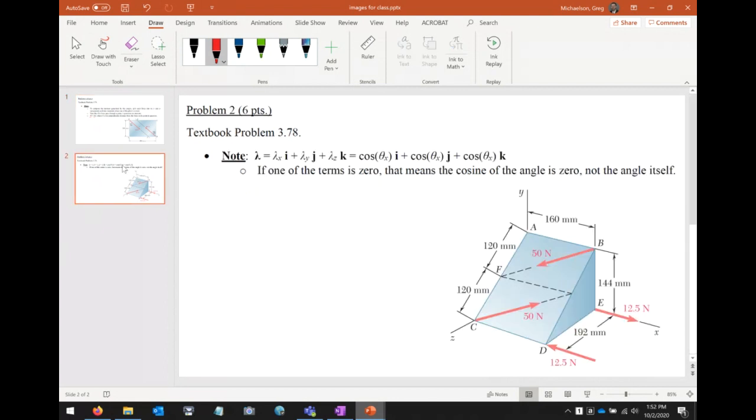Finally, I don't really have a hint on problem 2. The only thing I'll mention on problem 2 is you have something very similar to what we did in class today. But when you get your unit vector at the very end, I just wanted to note that if one of the terms is 0, it doesn't mean that the angle is 0. It means that the cosine of the angle is 0. And so what is the inverse cosine of 0? It's 90 degrees. So just keep that in mind as you do the problem. But that was pretty much all I had.